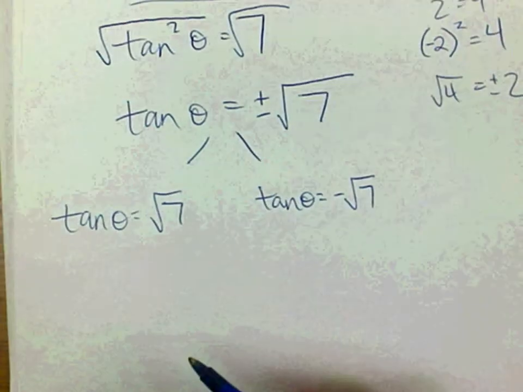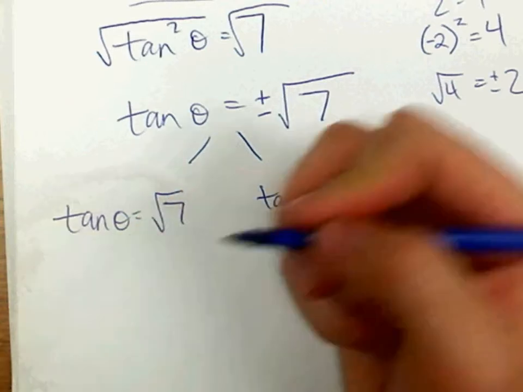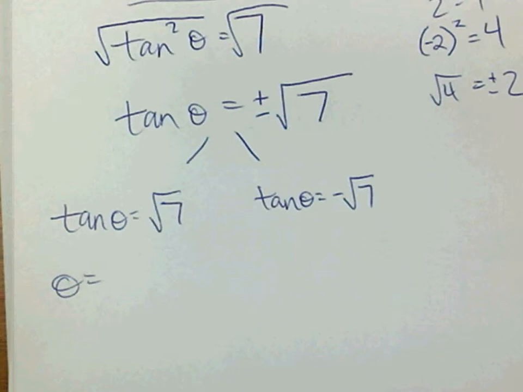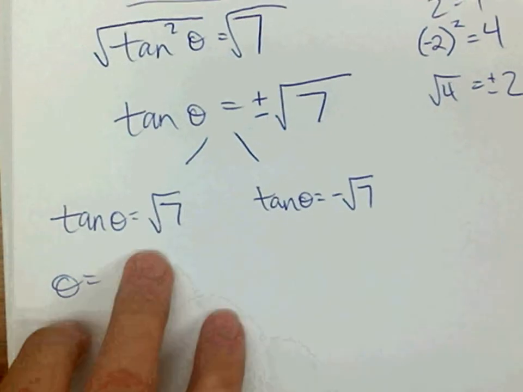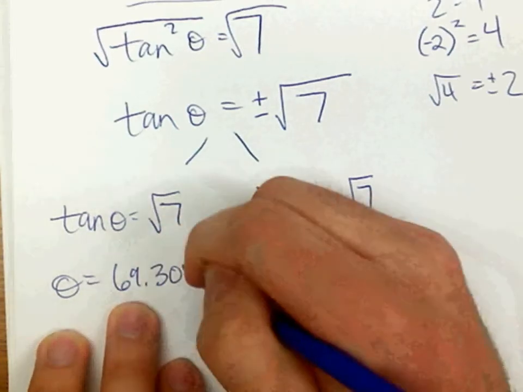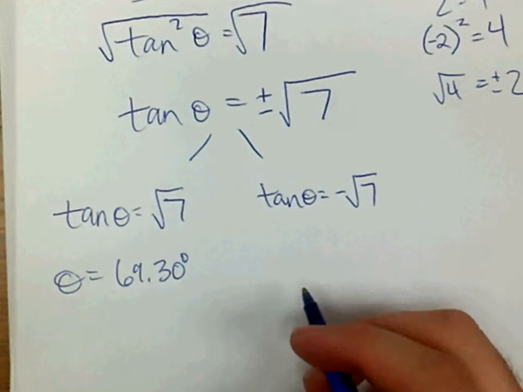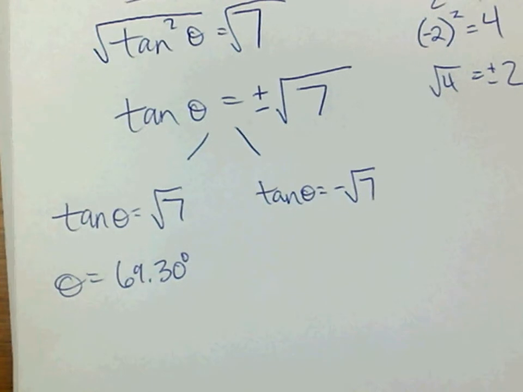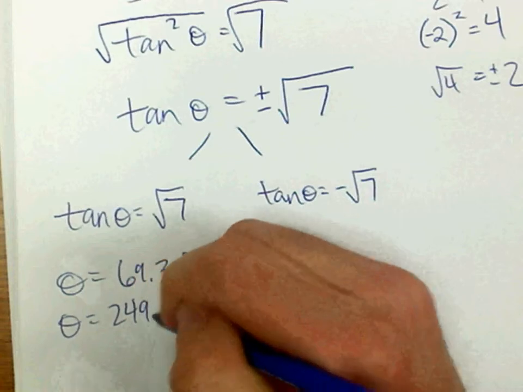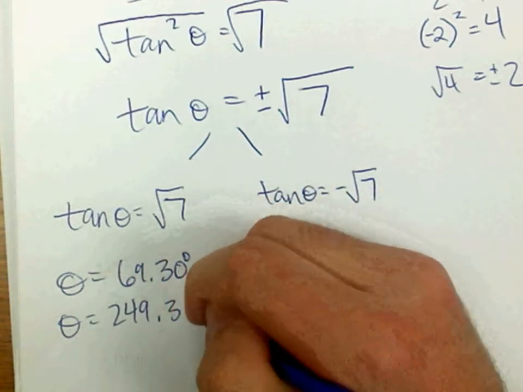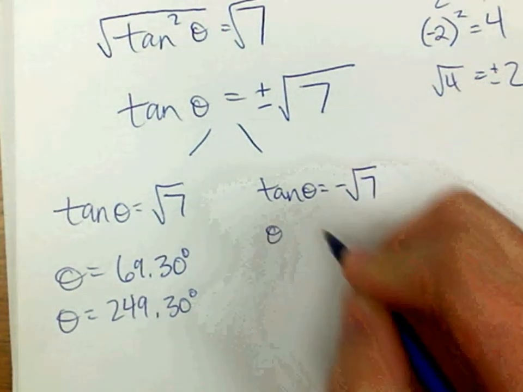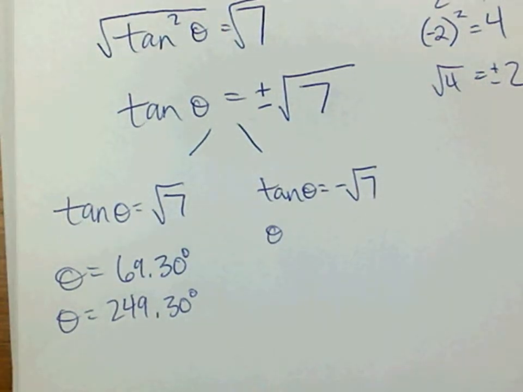Now, if we just take our inverse tangent, then we will get our first answer for square root of 7 as 69 point, roughly 30 if we round. Now, because it's tangent, to get the other one, we just add 180 degrees. So it will also occur at 249.3 degrees.